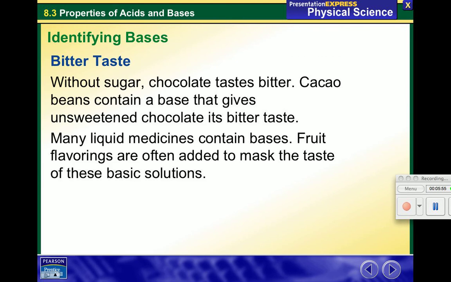So some of the characteristics of bases is they're very bitter. Unlike acids, which are sour, bases taste very, very bitter. And a wonderful example of that is chocolate. Cacao beans, which are the cocoa bean, contain a base, and that base gives chocolate a very bitter taste.